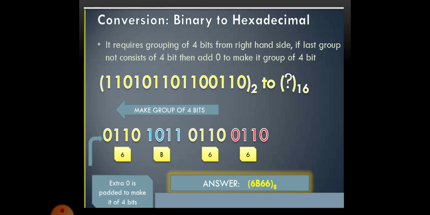The same condition that we followed in octal. Here, if the last group does not consist of 4 bits, then add 0 to make it a group of 4 bits. At the left side, extra 0 is padded to make it 4 bits. That is the easiest conversion, as we studied in the previous module. The conversion from binary to hexa, binary to octal, octal to binary is very easy.